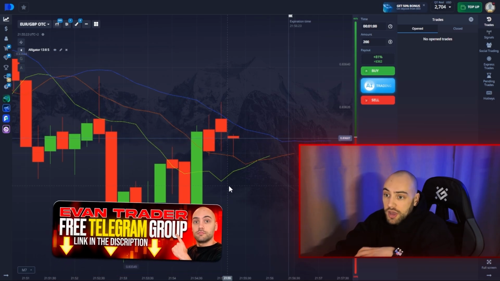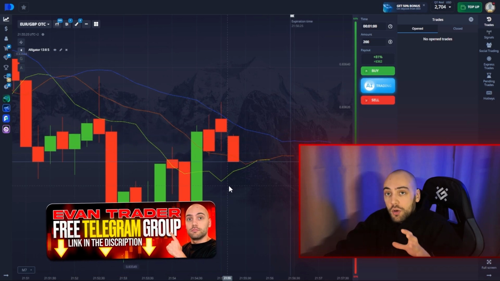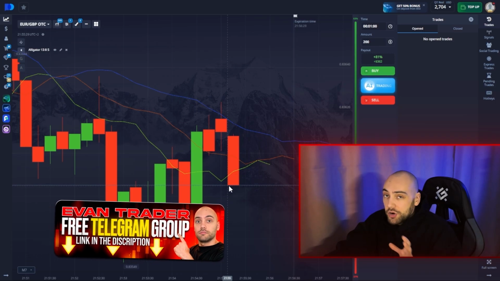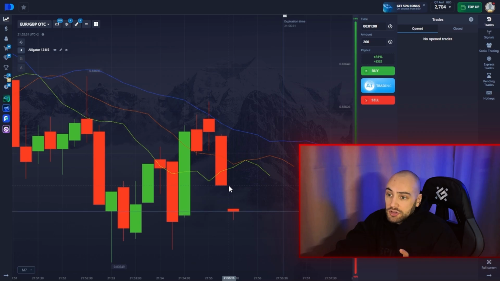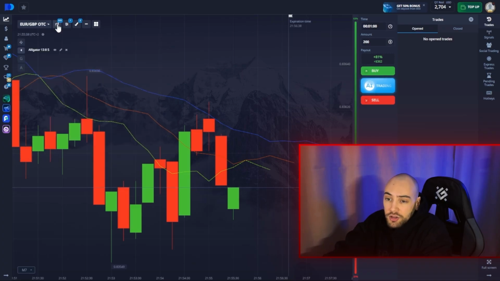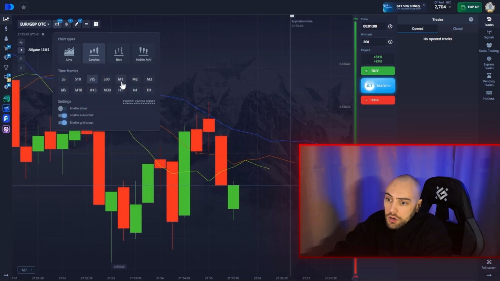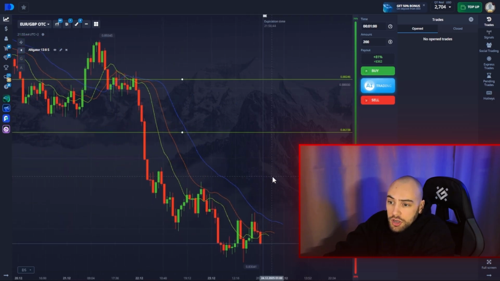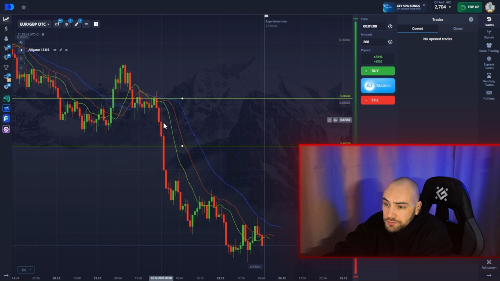So the alligator is an indicator that we use solo, that is without necessarily pairing it with another indicator. As you've seen in many of my videos, I often use different indicators in pairs. I use the alligator solo, meaning it's a mono indicator that tells us a lot by itself. So let's look at different time frames.